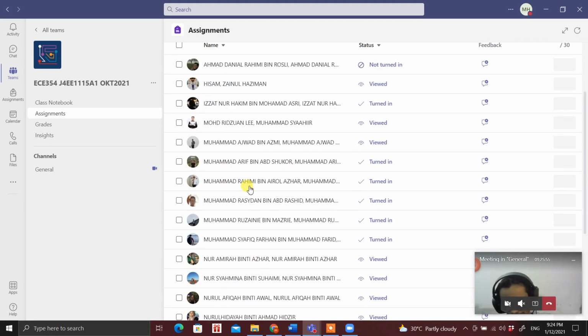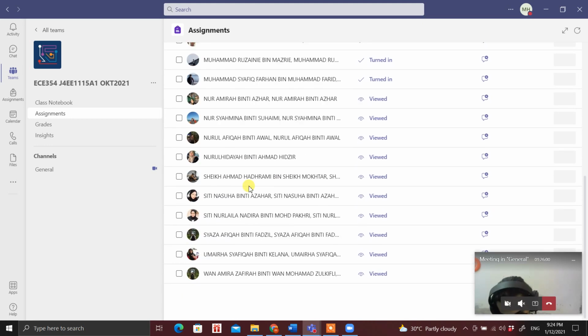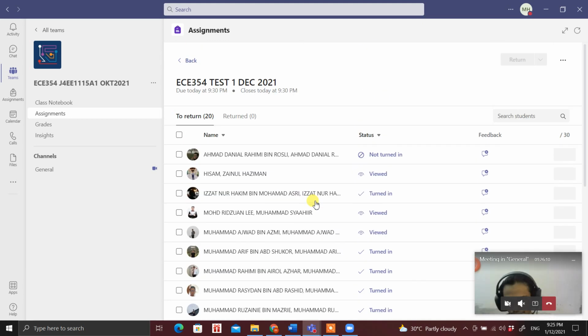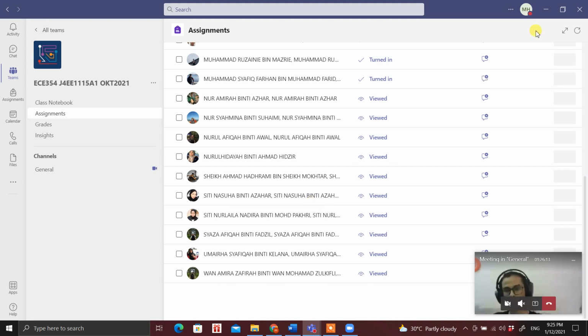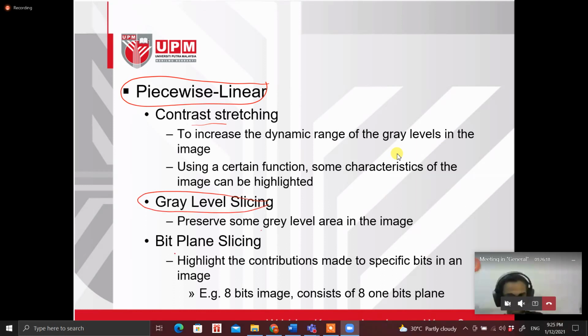Okay. Other than that, we have also more difficult functions. Like for example, we have a piecewise. In this, the purpose is to stretch further contrast. We have gray level slicing. Yeah, we have bit plane slicing. These are some of the functions available and have been published by researchers for that particular transformation function.